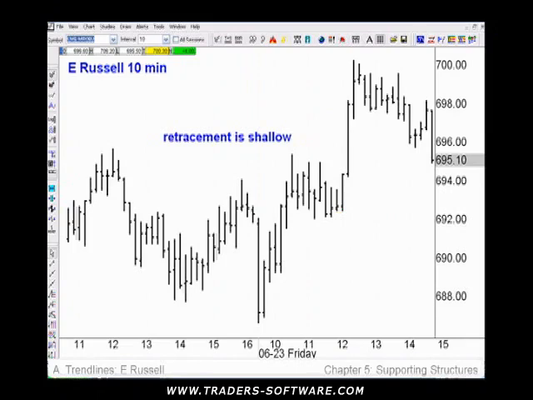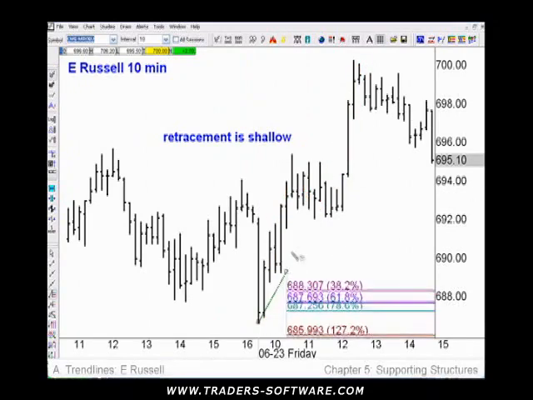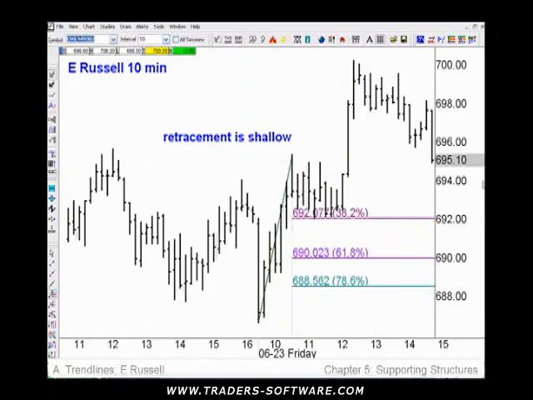The second reason is that the retracement is shallow around this trend line break. In other words, from here to here was the initial thrust. It went up bar to bar, and it retraced shallow before going up. Let's check to see how shallow. Let's use Fibonacci retracement analysis. It comes in as a 38% retracement before the sideways formation was made.